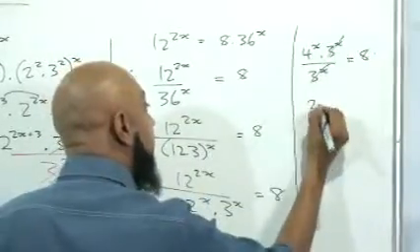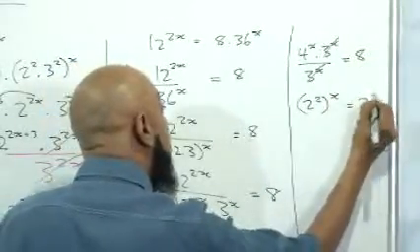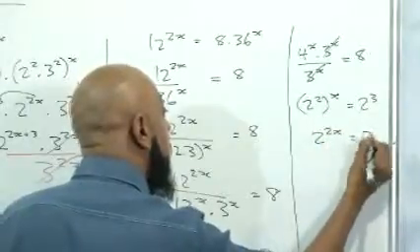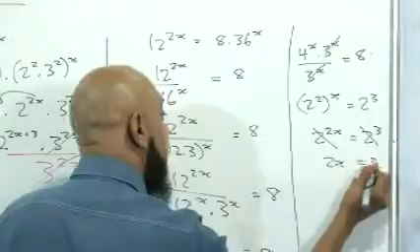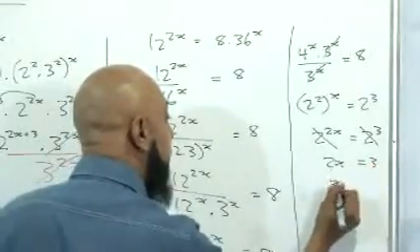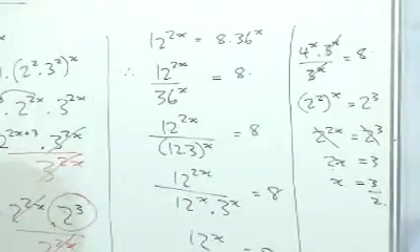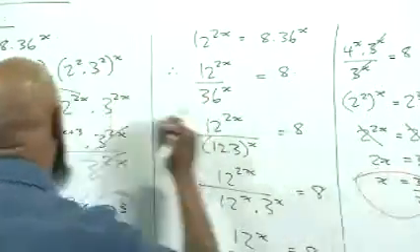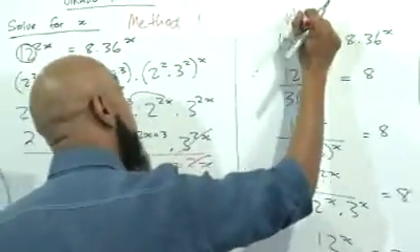The number 4 is 2 squared, to the power x, is equal to 8, which is 2 to the power 3. So 2 to the power 2 times x is 2x is equal to 2 to the power 3. 2 and 2 cancels. 2x is equal to 3. Divide by 2. X is equal to 3 over 2. Ting, ting, ting, ting, ting. 2 methods. So let's call this method 1, method 2.